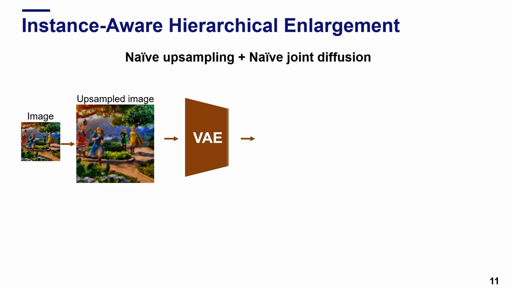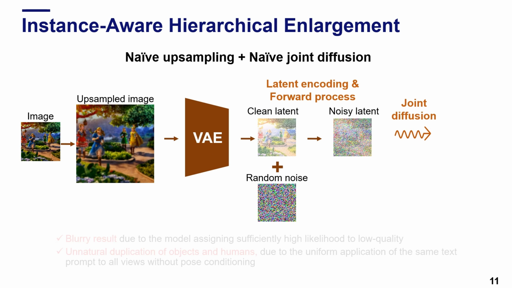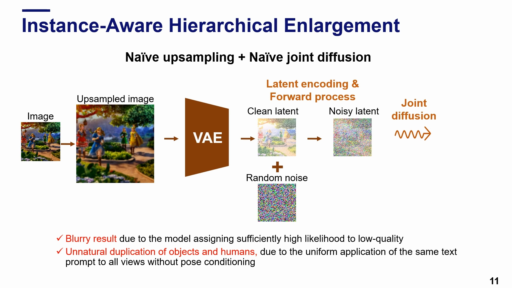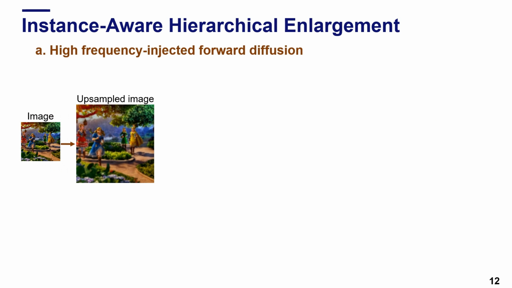To enlarge the base image, we can upsample the image and perform the joint diffusion process. However, this naive stretch induces blurriness and unnatural duplication of objects and humans. High frequency injected diffusion can improve output detail while preserving content.